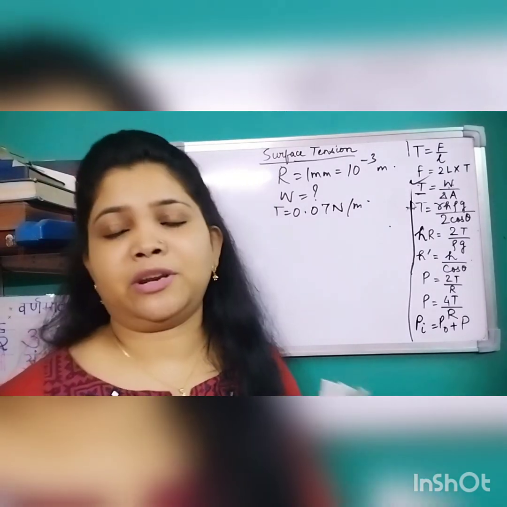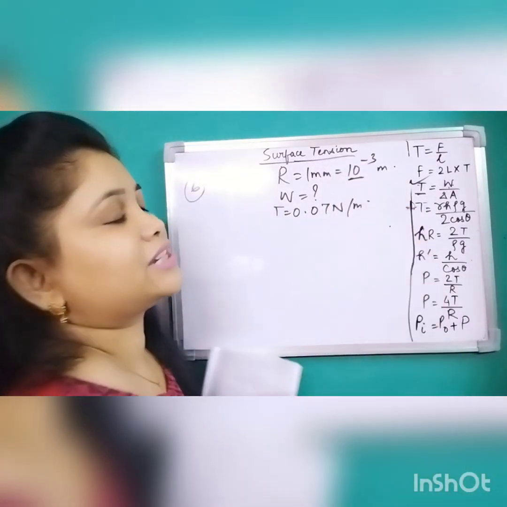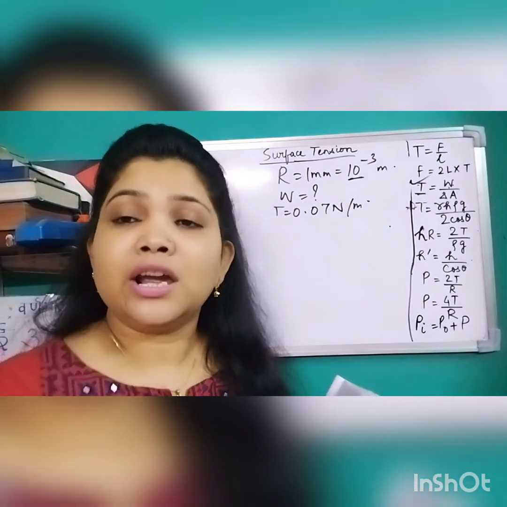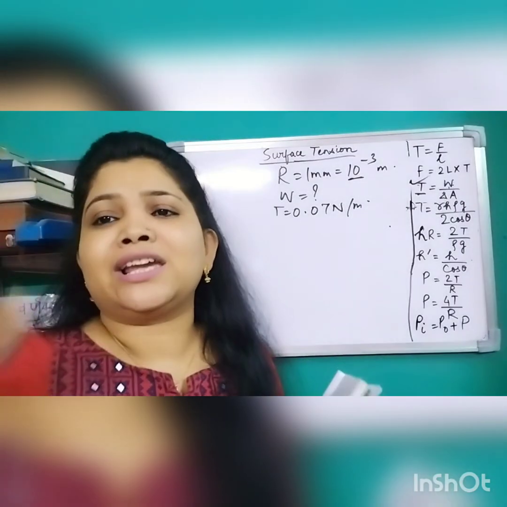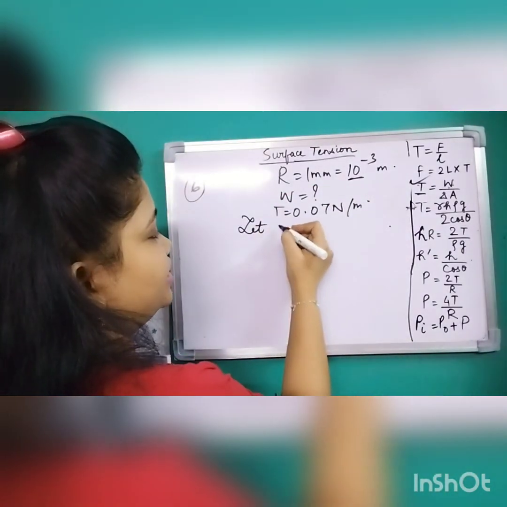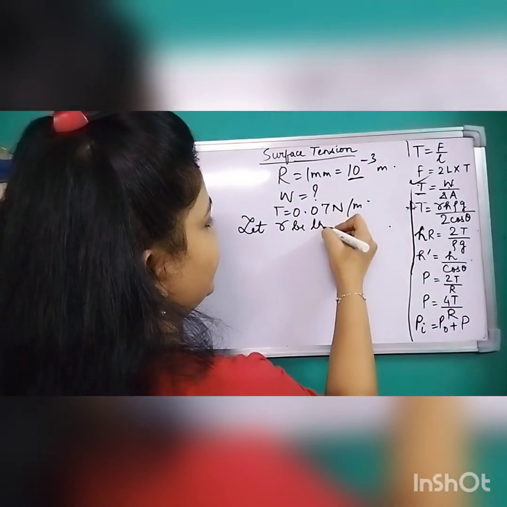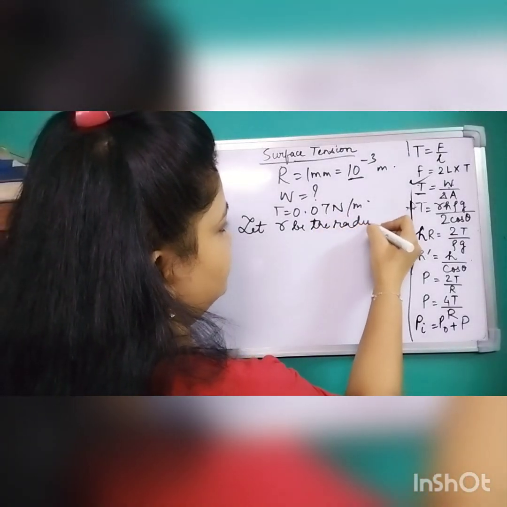Now, let me explain it to you, students. There is a big drop, and the big drop has radius 10 to the power minus 3 meters. Now it is breaking into 1000 small drops. So let us take the radius of the small drops as small r.